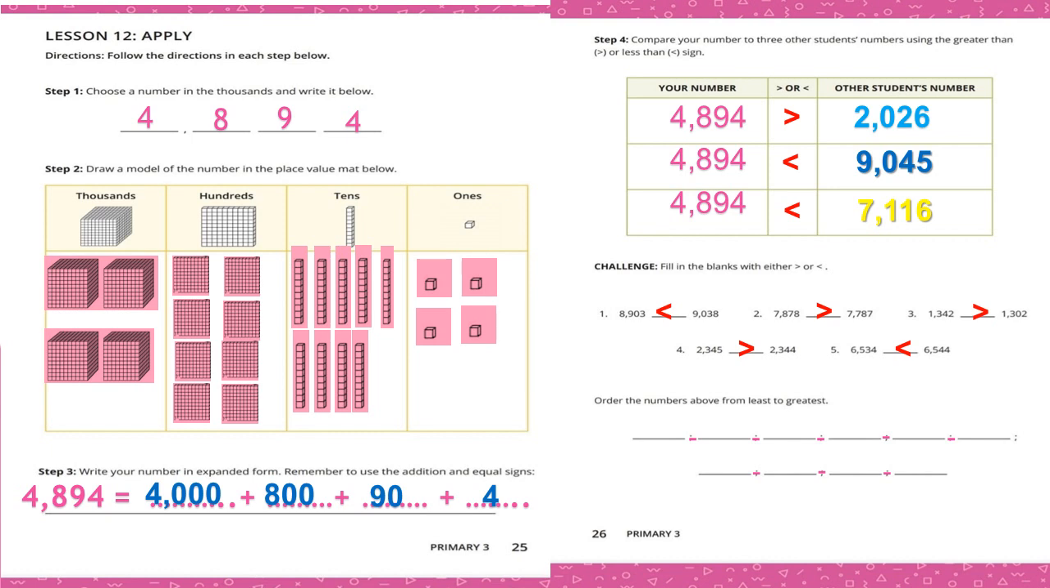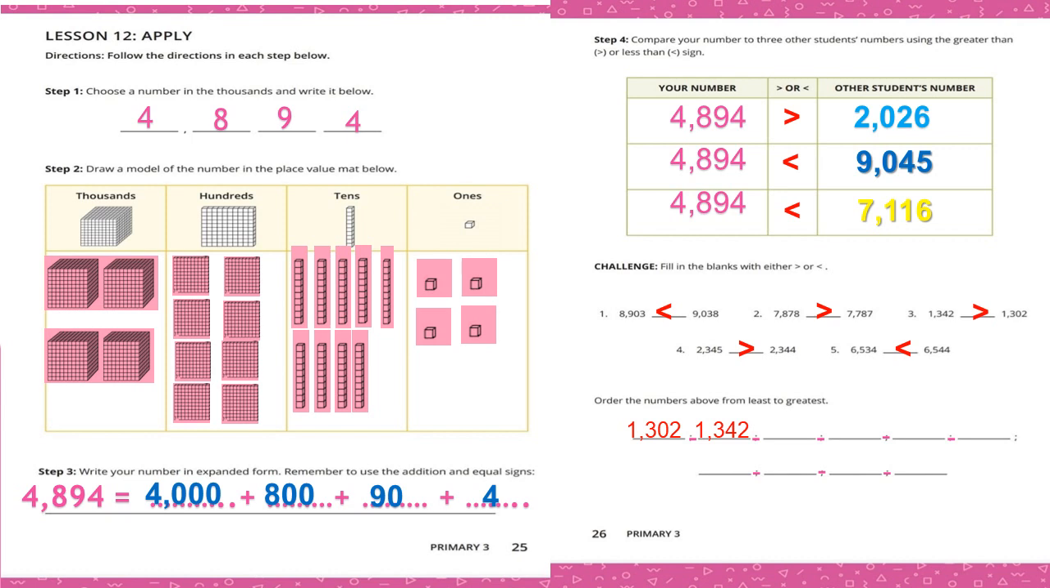1,342, 1,302. Then, which is the smallest? Yeah, 1,302. Then we have another number, 1,342. Which is the smallest? We have here 8,000 and 9,000, 7,000 and 7,000, 2,000 and 2,000, 6,000 and 6,000.